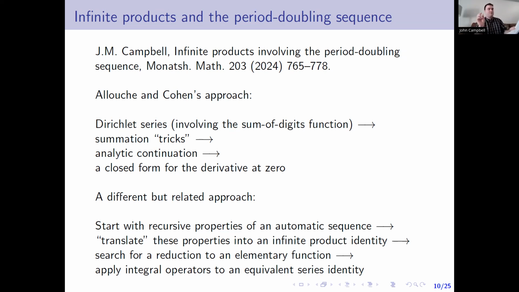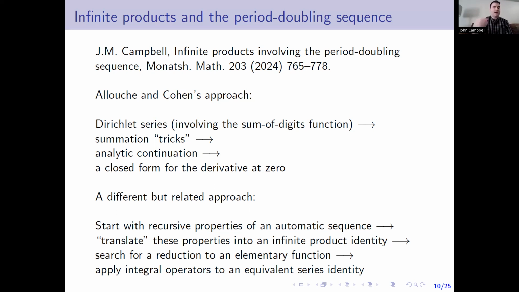In my research article concerning the period doubling sequence, a different but related approach was applied to evaluate infinite products. So instead of using Dirichlet series or analytic continuations, my evaluation method relies on the application of integral operators to the term-by-term expansions for series that are equivalent to infinite products that can be reduced using recursive properties of an automatic sequence to an elementary function. I was previously referring to how we can, in a sense, translate the recursive definition for the Thue-Morse sequence into a corresponding infinite product identity. And informally, this kind of translation can be applied much more broadly using automatic sequences.